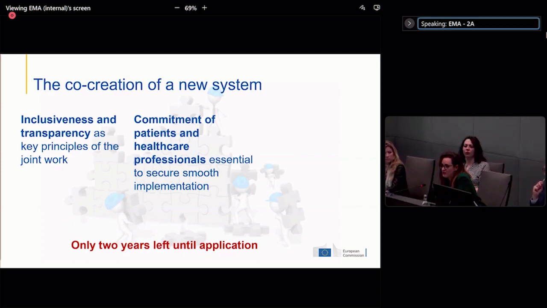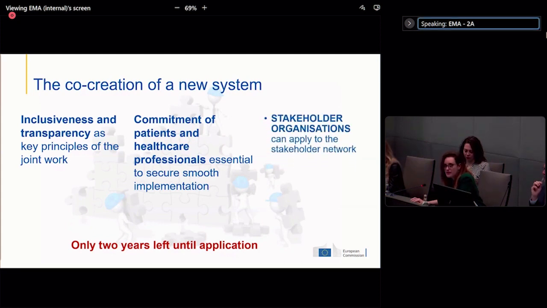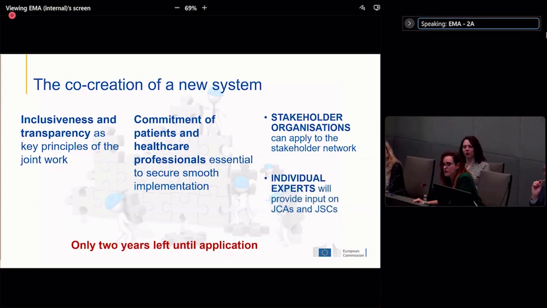We have 2 years ahead of us until the application date, as the regulation will apply from January 2025. We are creating a system not alone, but co-creating with all the stakeholders. And the commitment of patients and healthcare professionals is vital for the implementation and to secure the system that all of us have dreamt of. As I said, organizations can apply to the stakeholder network, while individual experts will be asked to provide input on joint clinical assessment and joint scientific consultations.